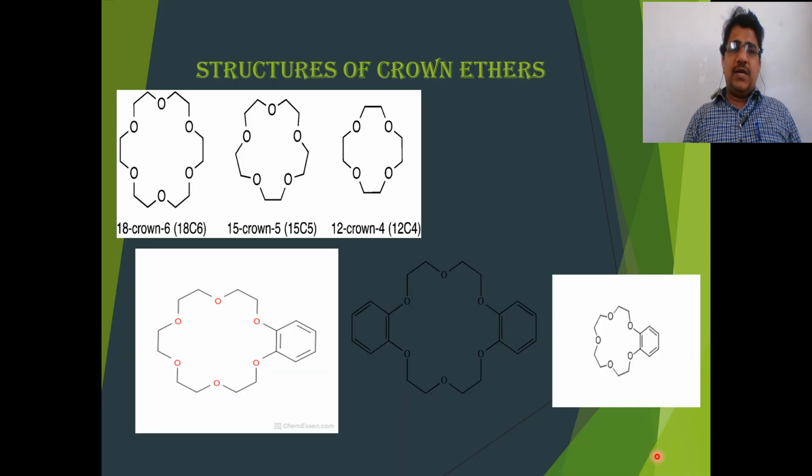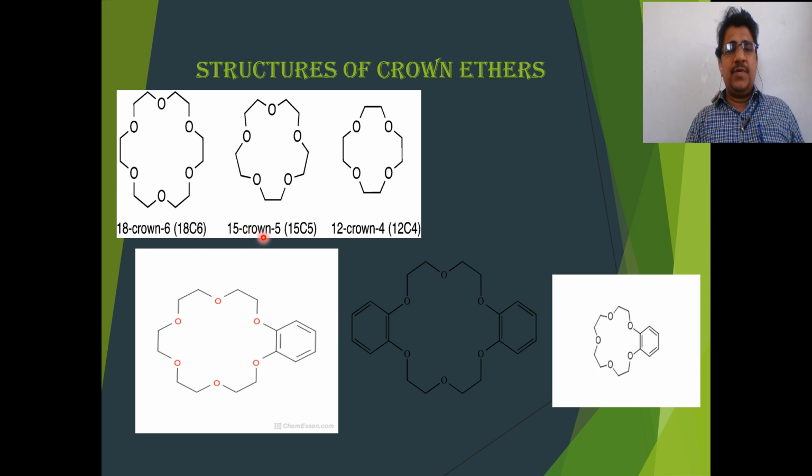Now in the next slide we will see the structures of crown ethers. There are several structures of crown ether. First of all we will see 18 crown 6. Here 18 means the total number of atoms present in this ring is 18, and 6 is the number of oxygen atoms present in this ring. There are 1, 2, 3, 4, 5 and 6, these are the 6 oxygen atoms.